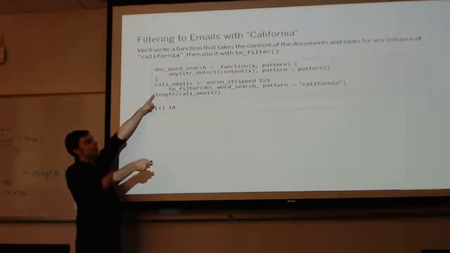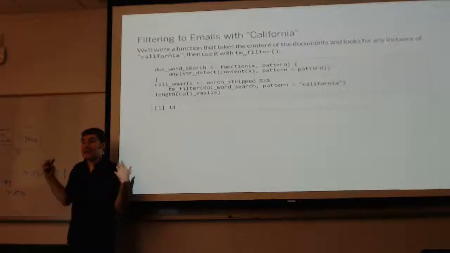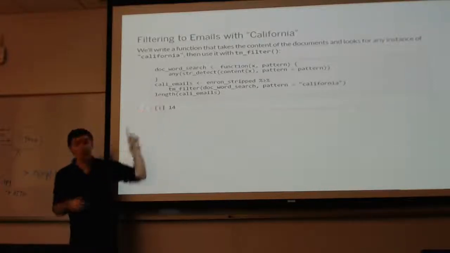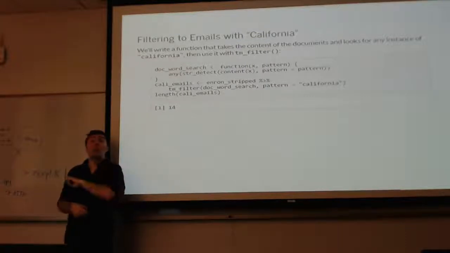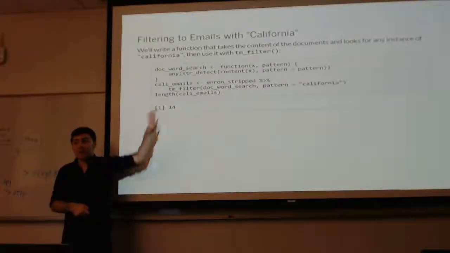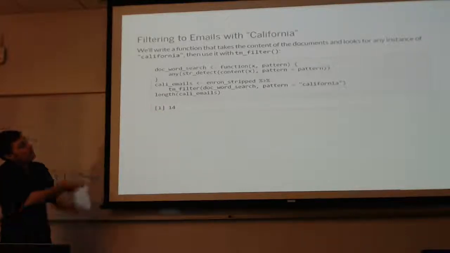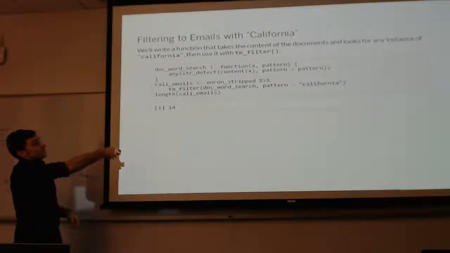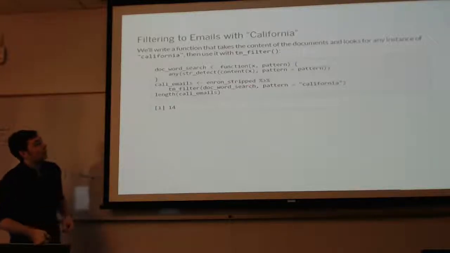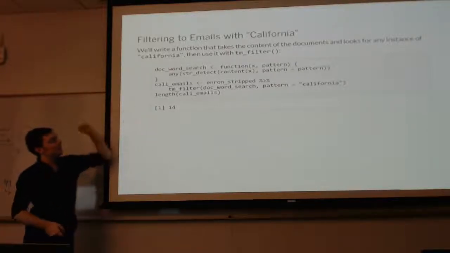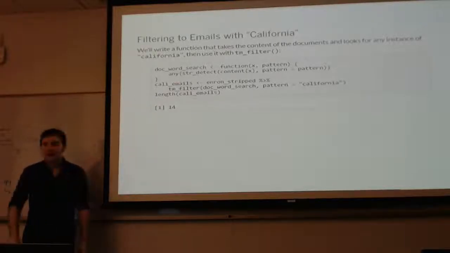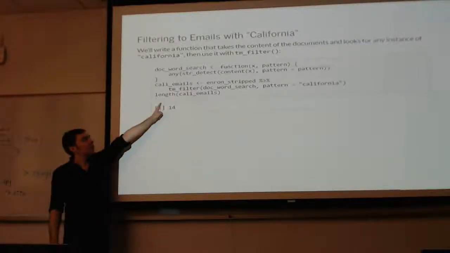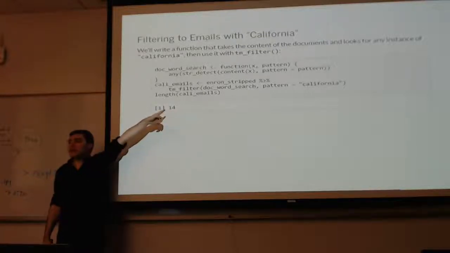So it's going to look and it's going to detect, sometimes you might find California like 10 times in an email. You want this whole function to return TRUE just once if it detects California once or more times in an email. Thus I use any. Then I'm going to take enron stripped, pipe it into tm_filter, which is basically a text mining version of dplyr's filter. Then I'm going to say doc_word_search function, pattern equals california. It's going to filter down these emails, and it's going to find only the emails that contain California. And I see length of california_emails is 14. There were 14 out of these 100 emails I have that had the word California in them.